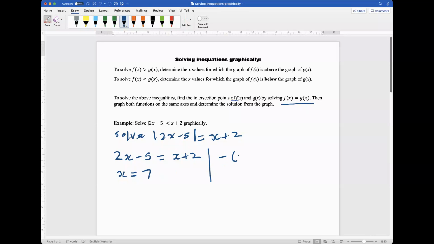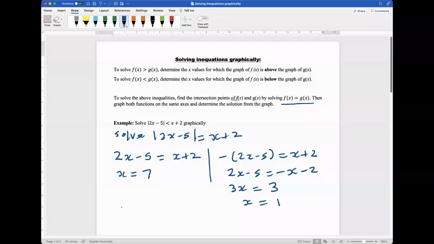So minus 2x minus 5 is equal to x plus 2. So you've got 2x minus 5. Just divide everything by -1: minus x minus 2. It's going to give you 3x is equal to 3. And then x is equal to 1.